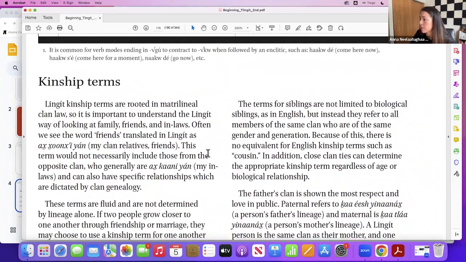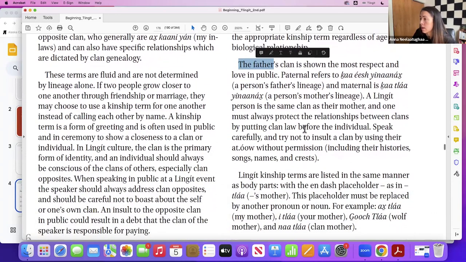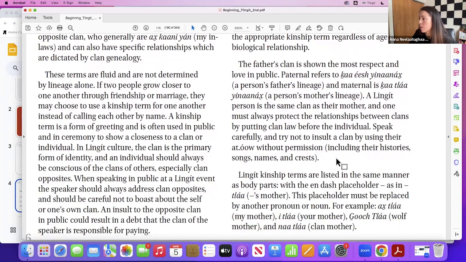And the terms for siblings are not limited to biological siblings as in English, but instead they refer to all members of the same clan who are of the same gender and generation. Because of this, there's no equivalent for English kinship terms such as cousin. In addition, close clan ties can determine the appropriate kinship term regardless of age or biological relationship. The father's clan is shown the most respect and love in public.